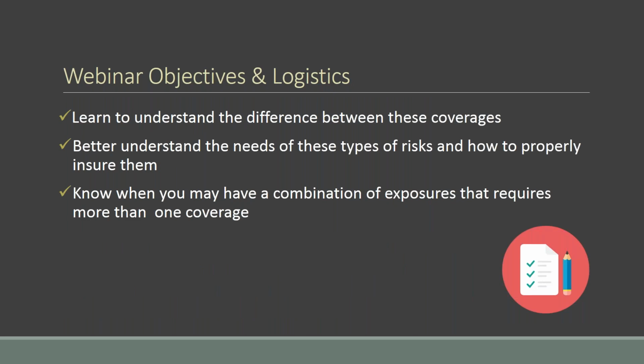So today, we want to learn to understand the difference between these coverages, which is really the challenge, and that's why we're putting this webinar on. And then we want to better understand the needs of these types of risks and how to properly insure them. And then, when we have a combination of exposures that may require more than one of these coverages combined. So I think that's probably it in a nutshell. And I'm going to turn it over to Pam to get started.